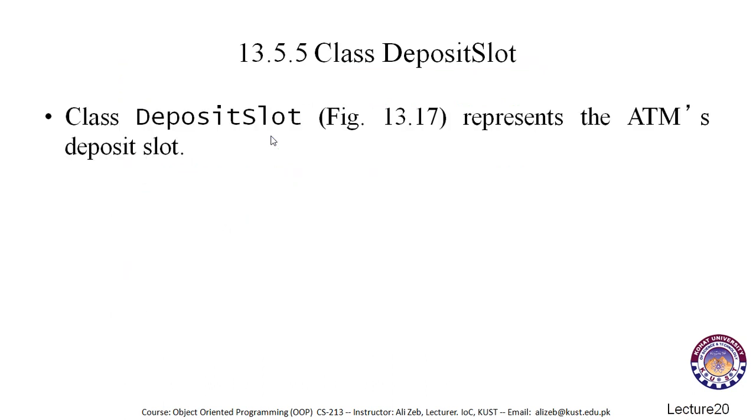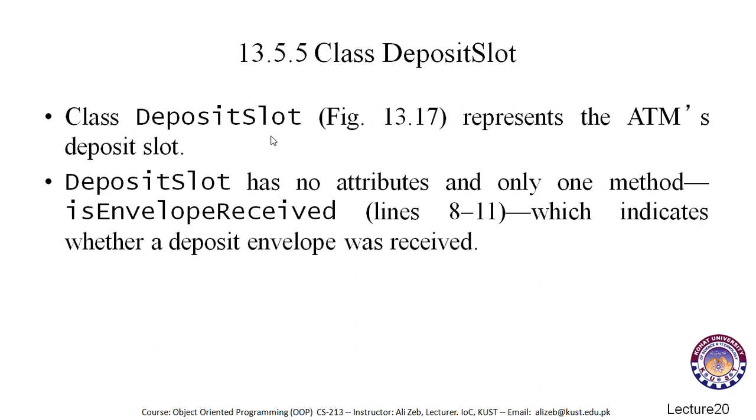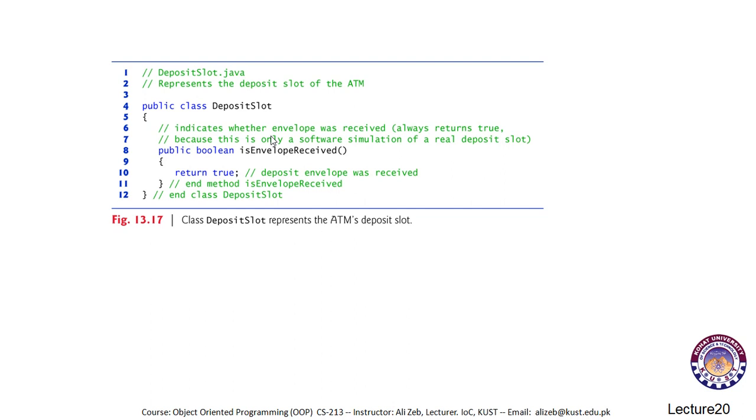The deposit slot class represents the ATM's deposit slot. The deposit slot has no attributes and only one method, envelope received, which indicates whether a deposit envelope was received. It just checks if an envelope is received and returns true.